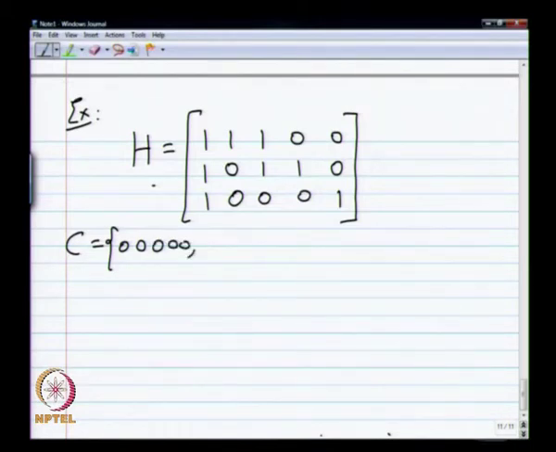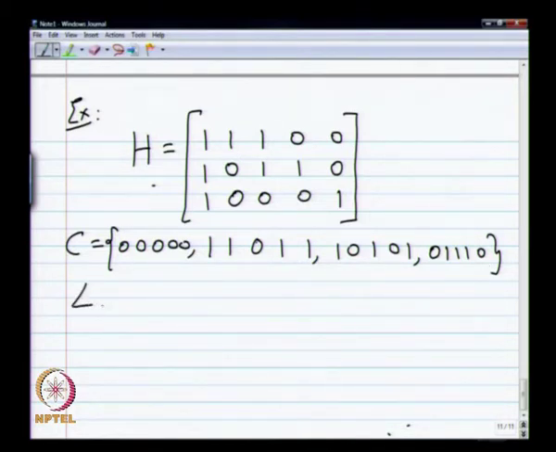Okay, the all 0 code word, then 11. This one is a code word. 10101. Okay, then what about 01110? Okay, so that is correct. Those are the 4 code words.